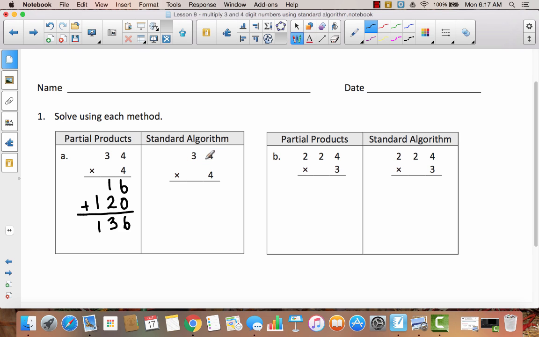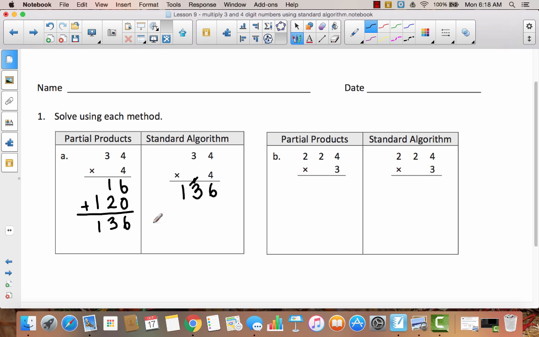Now I'm going to solve this same problem using standard algorithm. So I still have 4 ones times 4. But instead of writing 16, I'm going to do this like when I do addition. I'm going to put the ones, and I'm going to carry, or regroup, or bundle the 10 ones, and I'm going to put it right here to make it a 10. Now I have 3 tens times 4, which is still 120, or 12 tens. But I'm going to add this 10 too. So now instead of 12 tens, I'm going to have 13 tens. I'm going to mark this out to show that I used it. So I have 13, so I have 136.